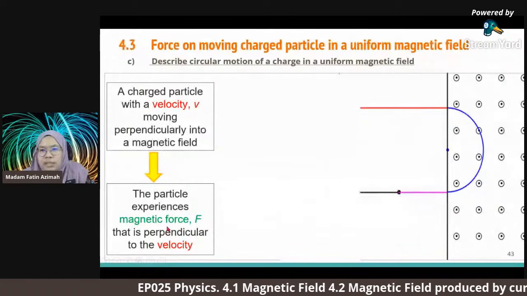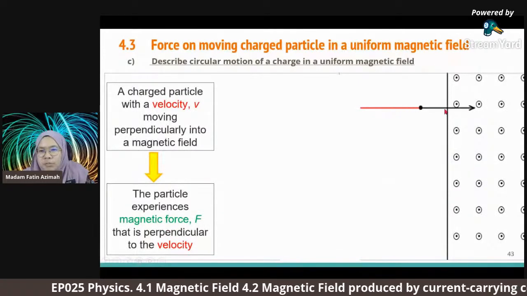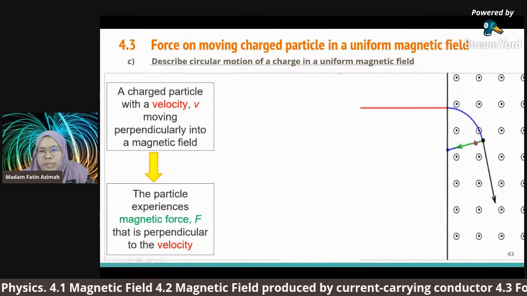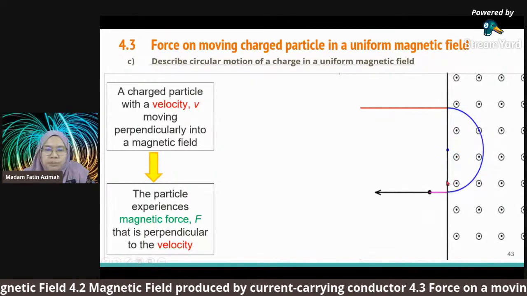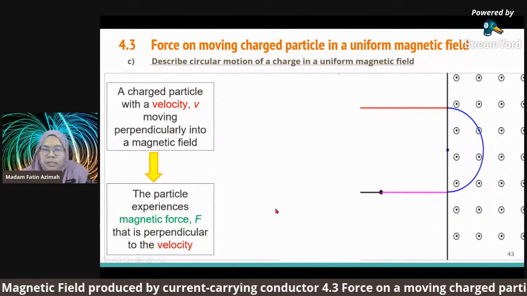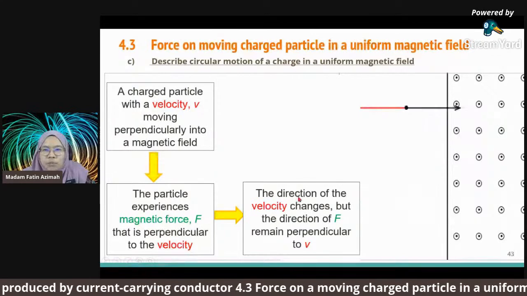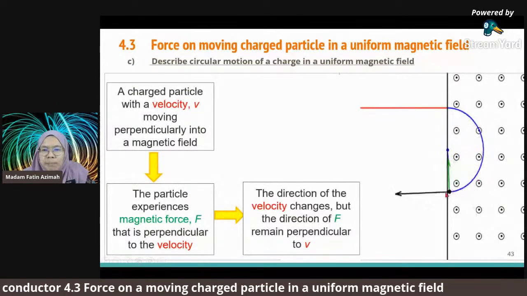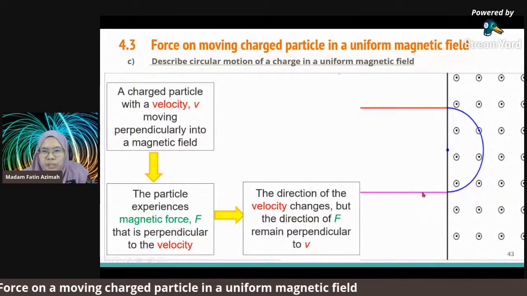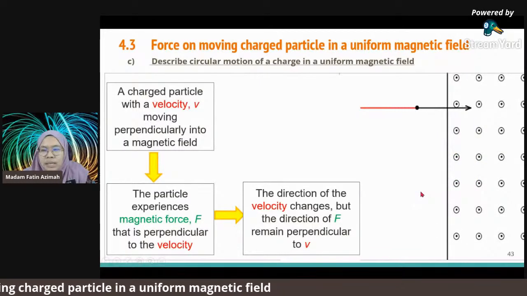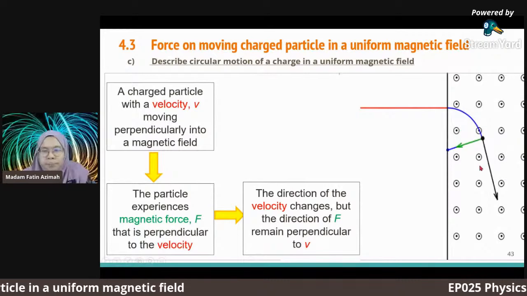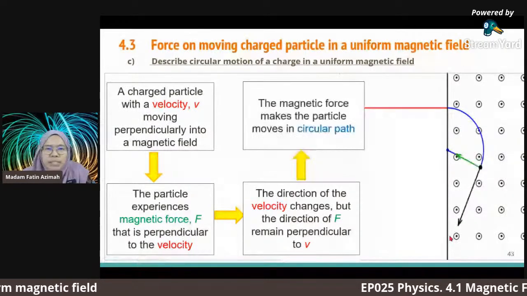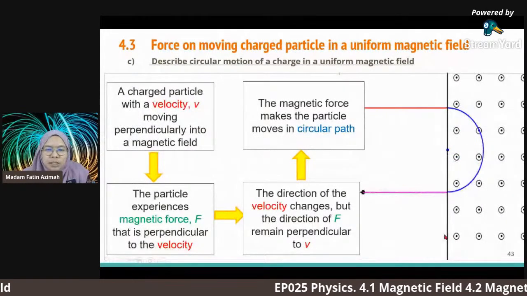Here the black arrow is the velocity, the green arrow is the magnetic force. You can see the directions of velocity changes, but the directions of F remain perpendicular to V. So they are always 90 degrees. The magnetic force makes the particle move in a circular path.